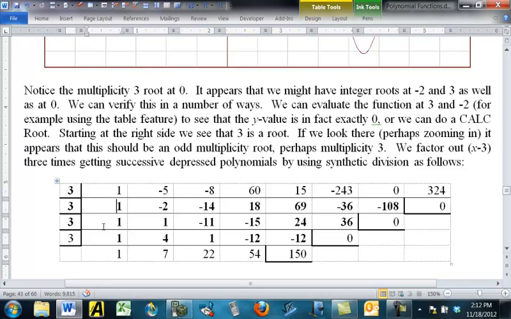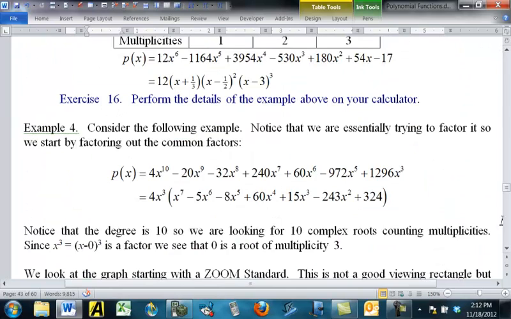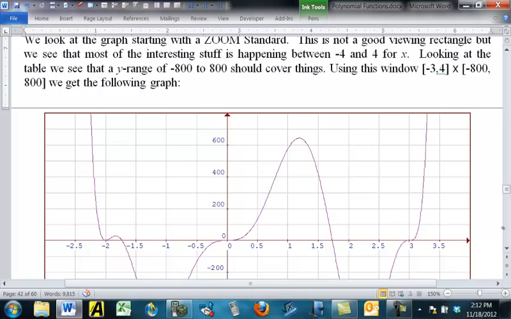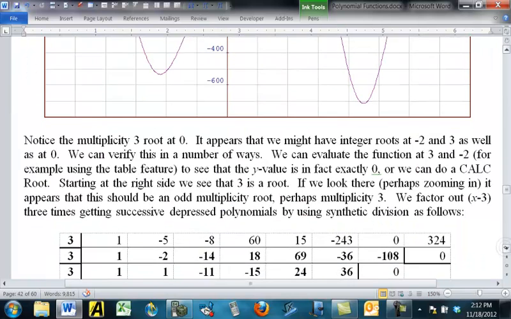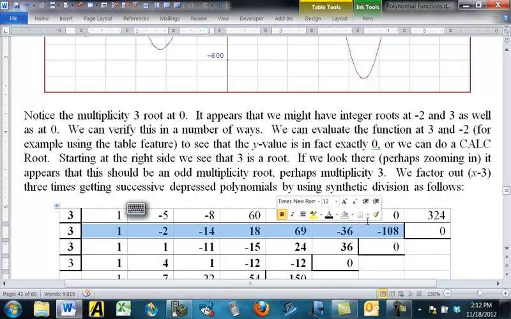It looks like it's multiplicity 3 from the graph. So let's check that. We should be able to divide it out 3 times, but not 4. So let's divide out a second time. Use the depressed polynomial here and do the division.